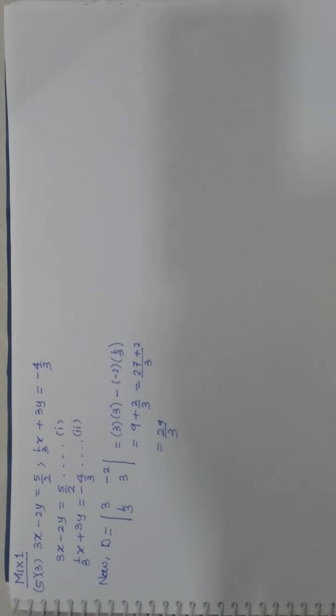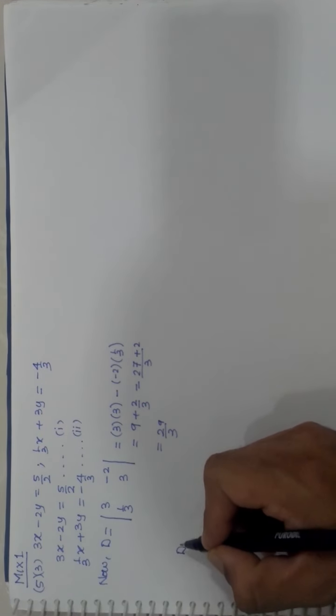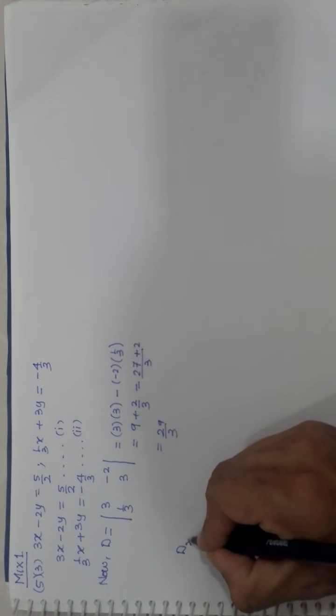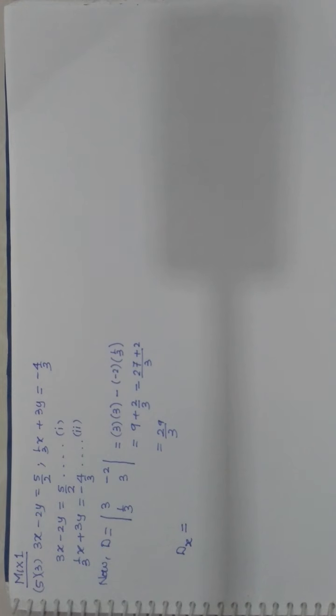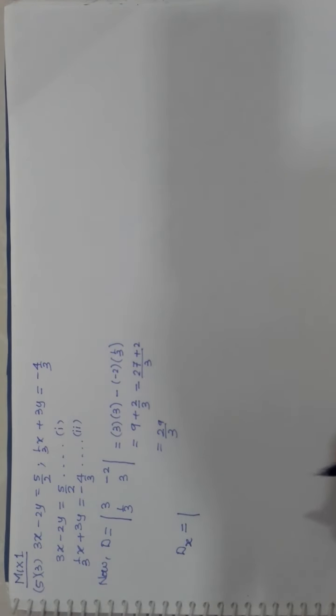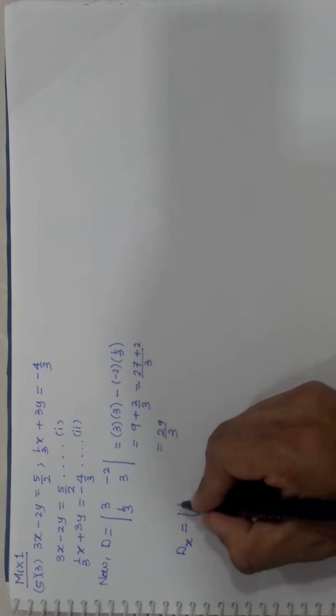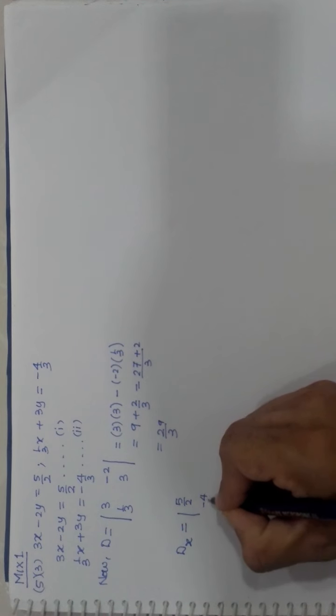Okay. Now I will be taking another D, with variable number 1, so I am naming it as dx. That dx will be the same as D, but since it is x, remove x. So x will be removed, that is, 3 and 1 by 3 will move, and in their place will come 5 by 2 and minus 4 by 3.